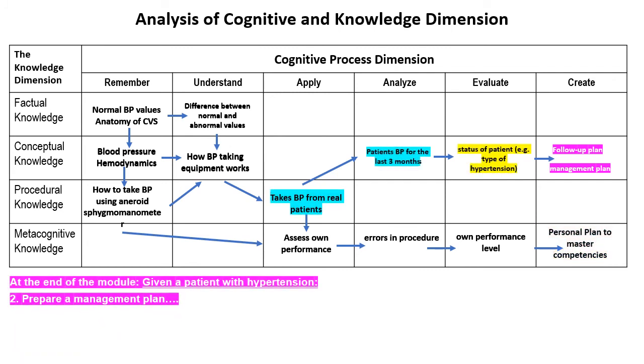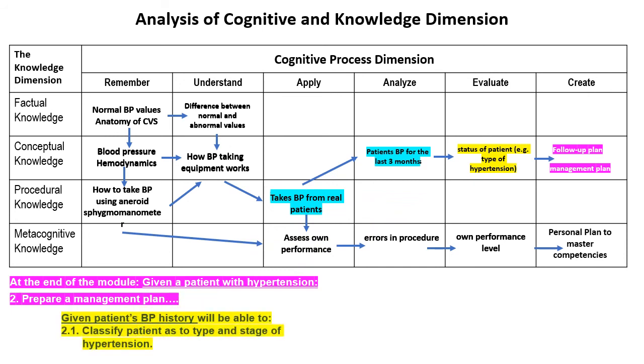Break it down further, let's focus at this point on preparing a management plan. And to be able to prepare a management plan, you need to evaluate the patient, right? So you bring that evaluate there, and let's formulate a new ILO. So given patient's BP history, we'll be able to classify patient as to type and stage of hypertension. We bring down the analyze.